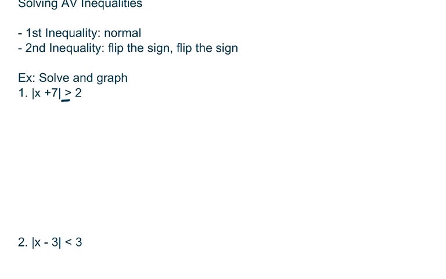So the first inequality, we just drop the signs, normal. So we make it x plus 7 is greater than or equal to 2, and we'll solve from there. So all we have to do is subtract 7 from both sides, and we get x is greater than or equal to -5. So there's our first part of the solution.